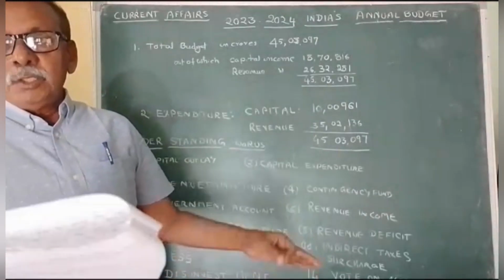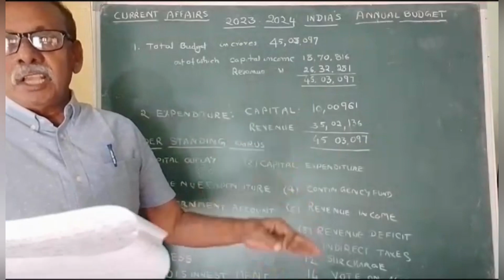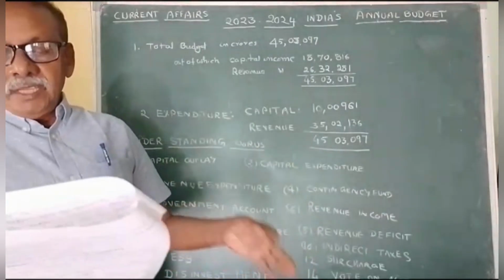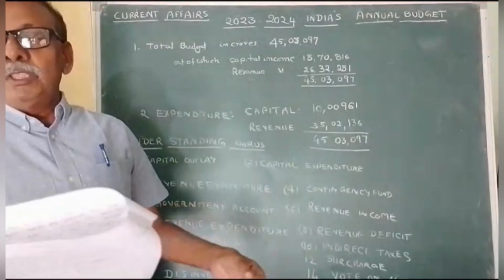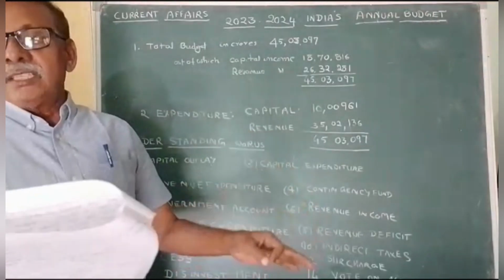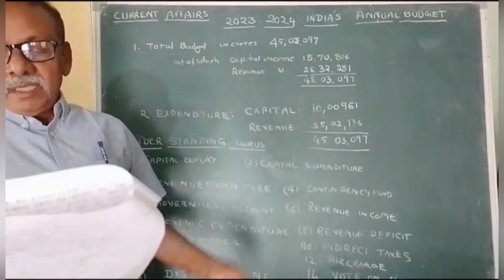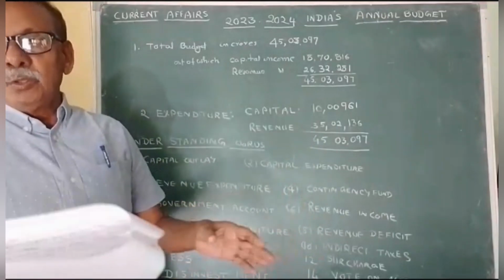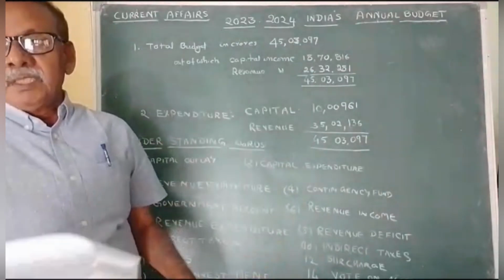Surcharge. When rich people buy rich class of cars, rich class of bikes, rich things, the government will impose a surcharge on them. Such taxes collected from these rich personalities are known as surcharge.